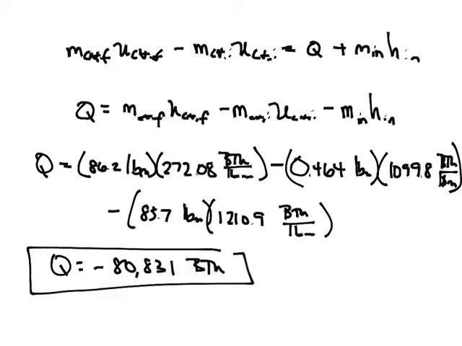I get negative 80,831 BTUs. And recall that this negative means heat lost from the system. So our hot steam comes in, we're having heat loss from the tank, and so we're able to maintain our temperature at 300 Fahrenheit.